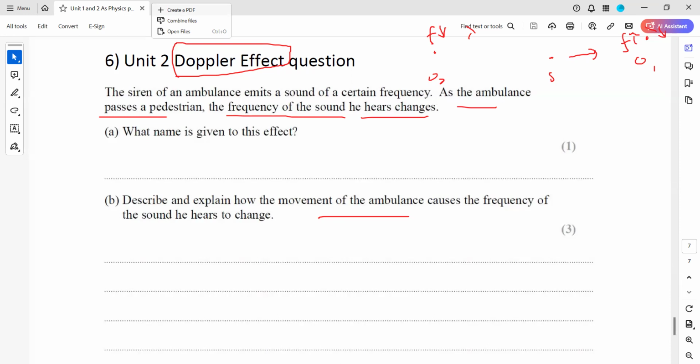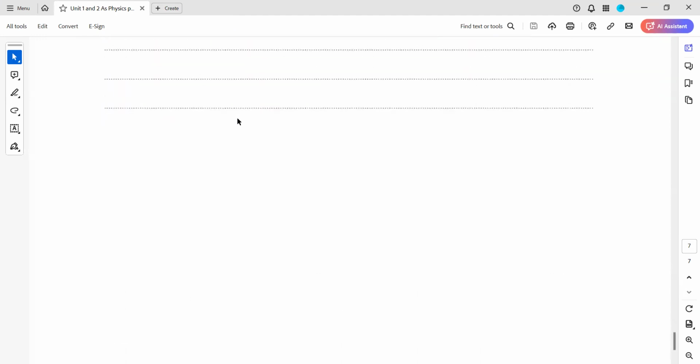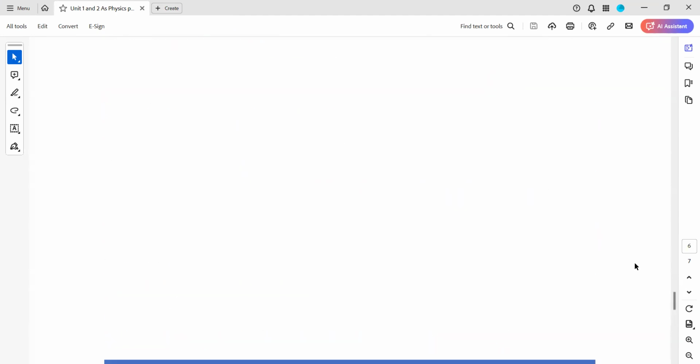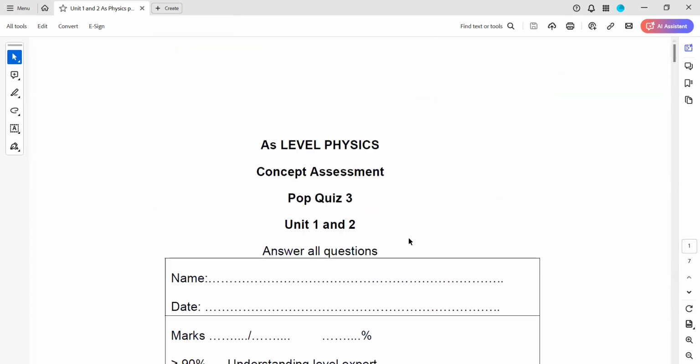You just have to describe and explain how the movement of the ambulance causes the frequency of the sound he hears to change. So you will mention that if it's moving towards, higher frequency and shorter wavelength; moving away, longer wavelength and lower frequency. So this was the pop quiz 3.